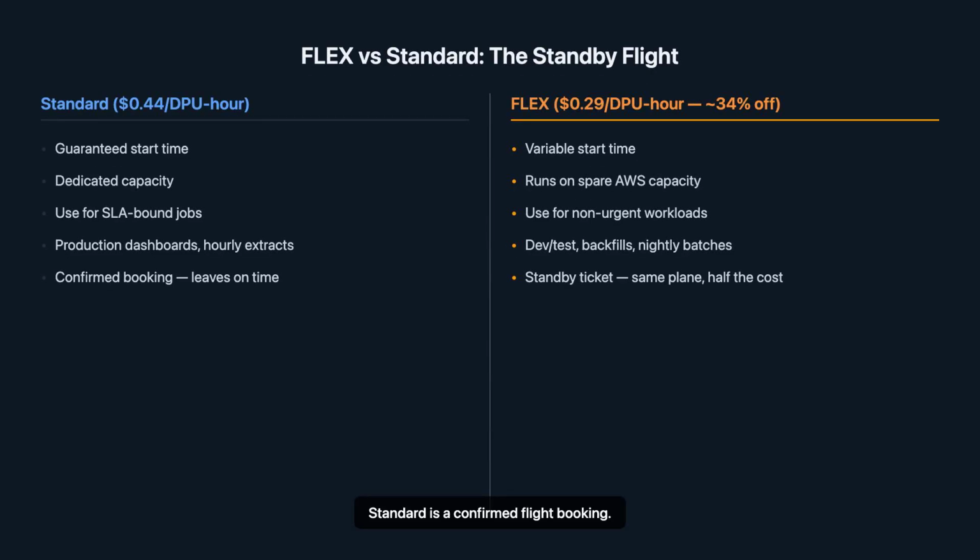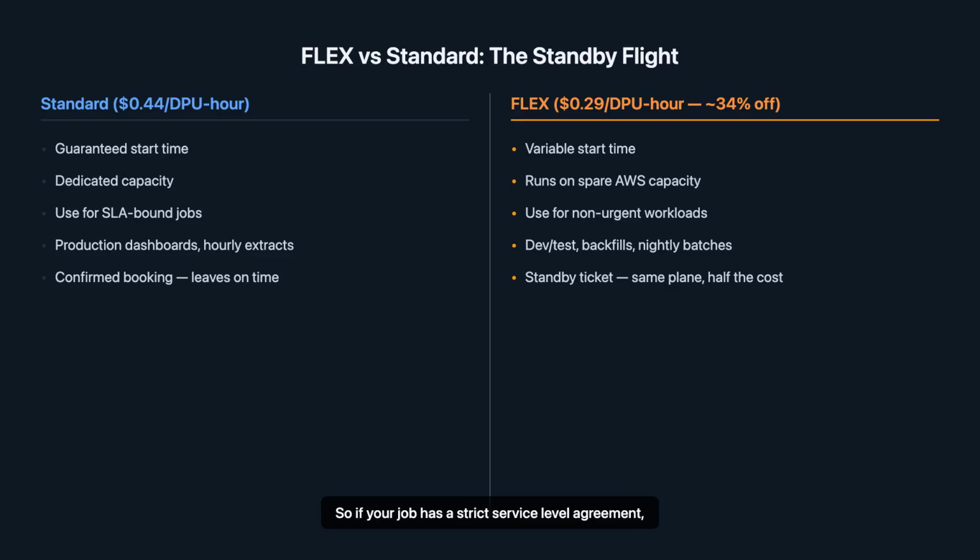Standard is a confirmed flight booking. You pay 44 cents per DPU hour and your job starts when you ask it to. Flex is a standby ticket. You pay only 29 cents per DPU hour and you get the exact same plane and the exact same seat, but you can't guarantee when you'll take off.